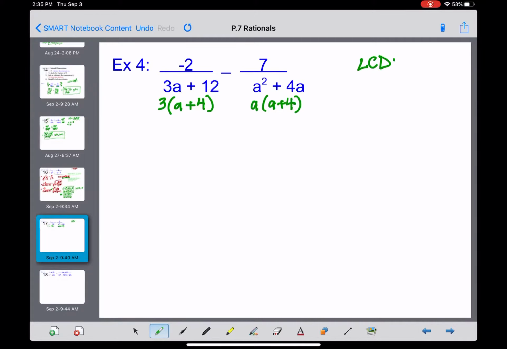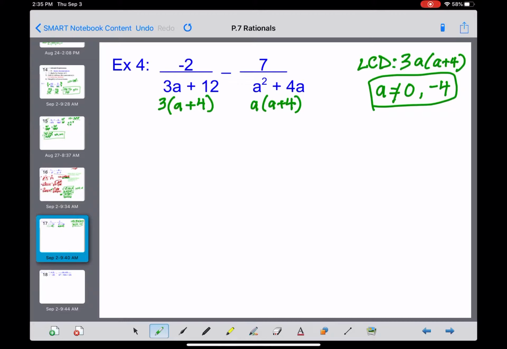The LCD looks like I need a 3 and an a plus 4 and an a. So here's my 3. The a plus 4 is in both of them. It needs to be in the LCD, and the a. And if you want to write your disclaimers here, you could. This is going to be our least common denominator, so those are the values it cannot equal. So 0 and negative 4. If you want to write it there, that's fine too.